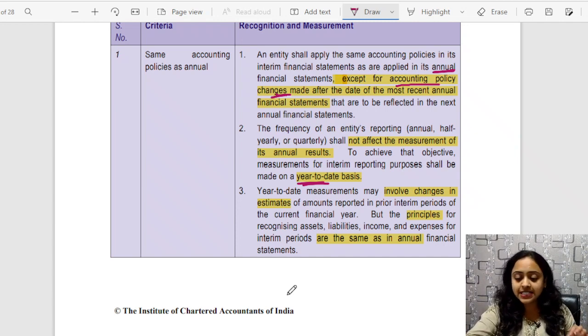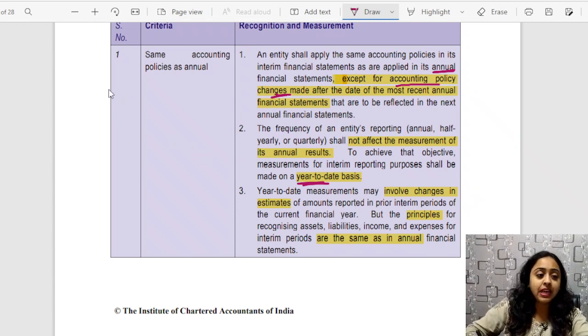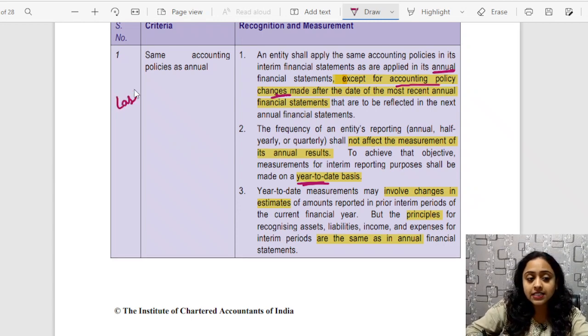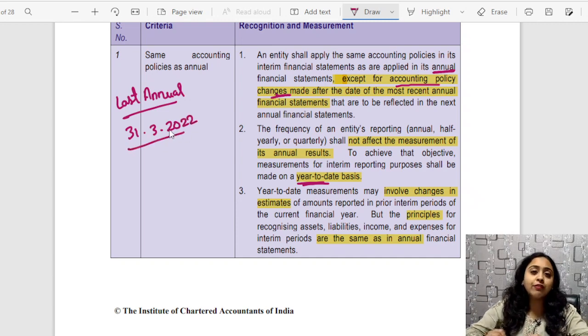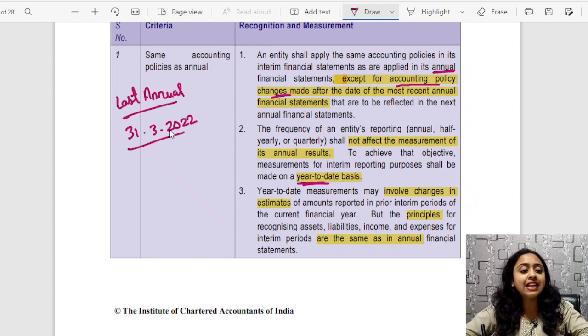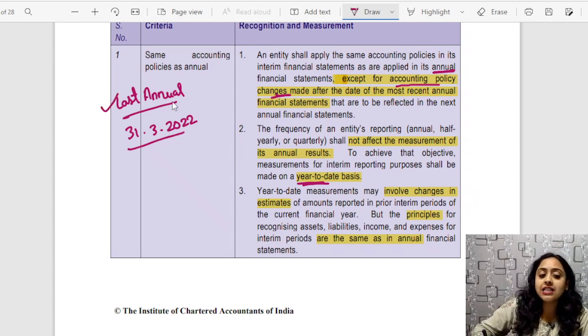For example, if we talk about quarter number 2, the last annual statement is, for example, 31st March 2022. So you have to follow, for all the subsequent quarters, quarter 1, quarter 2, quarter 3, quarter 4 of the next year, the same accounting policy as followed in the last annual FS. These are the policies that you mentioned and followed while preparing the annual statements of 31st March 2022.